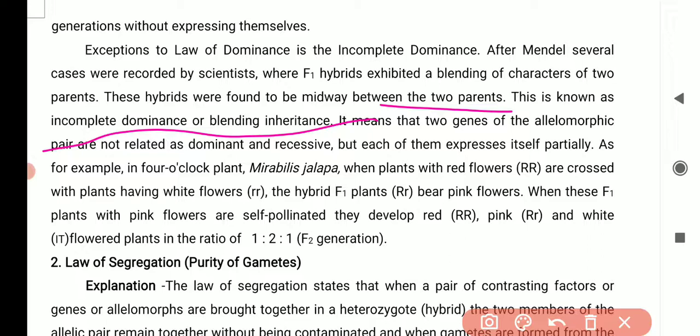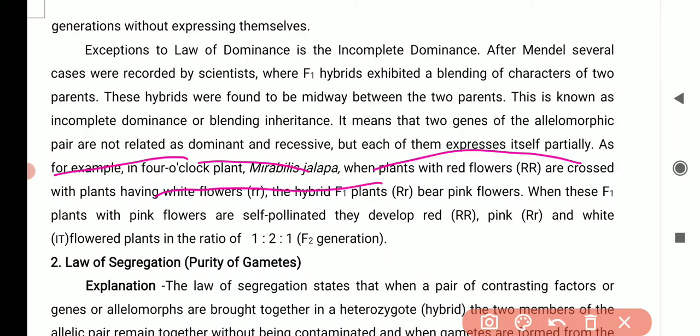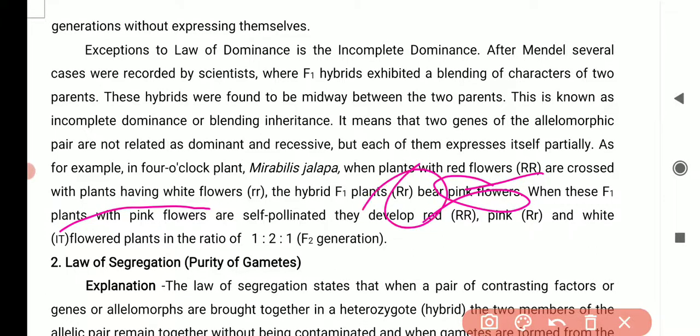It means that the two genes of the alleles are not related as dominant and recessive, but each of them is equally dominant, or partially expressive. Equally dominant or equally expressive, whatever term you use. For example, in the 4 o'clock plant Mirabilis, when a red flower is crossed with a white flower, we will get a pink flower. The hybrid will show itself. And then when they are self-pollinated, you will get pink also, red also, white also.